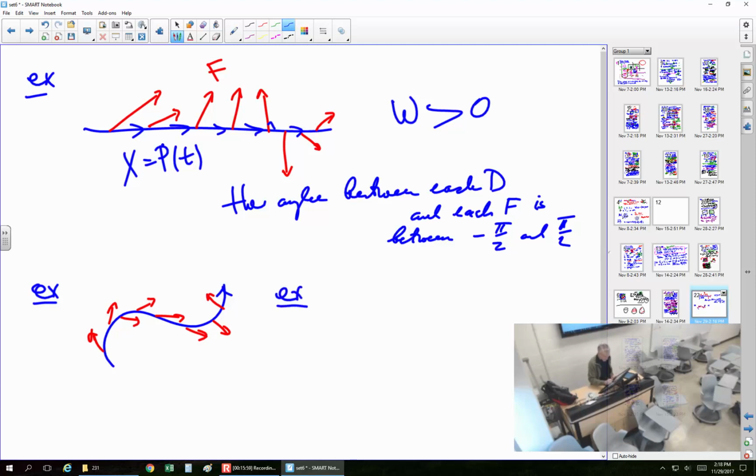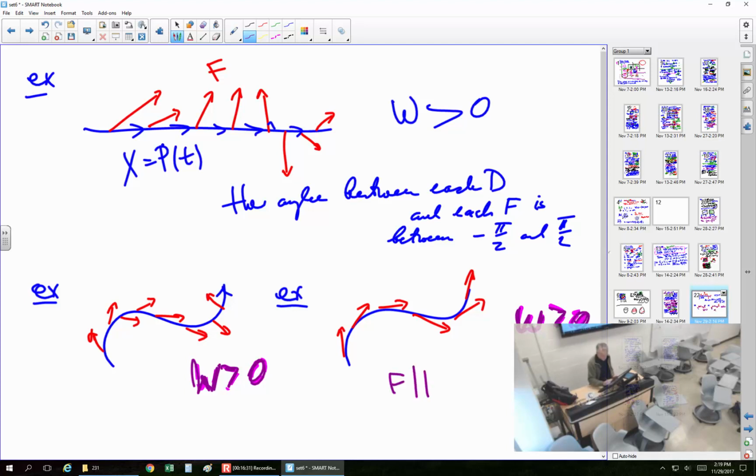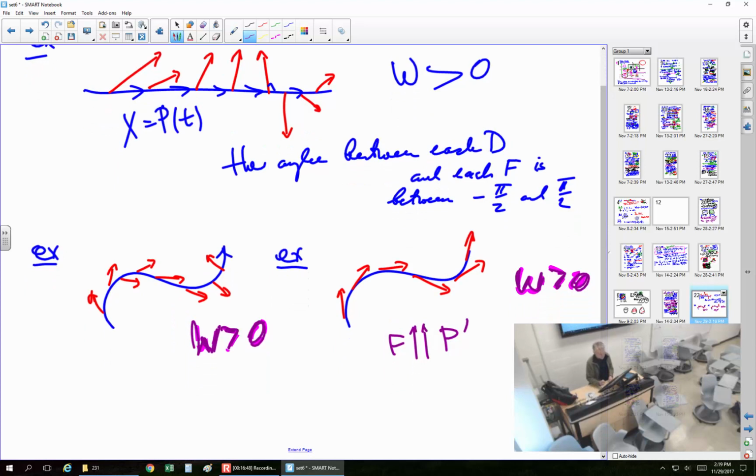An extreme case of this is what if my vector field is tangential to my curve, like this. Once again, the work will in either case be positive. So F is collinear. Not only is it parallel, but it is collinear with P prime, the direction of the curve, which is its tangent vector. Incidentally, in the last case, if I look at my formula, here is what I end up with.